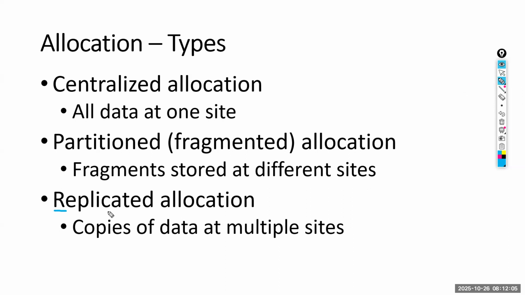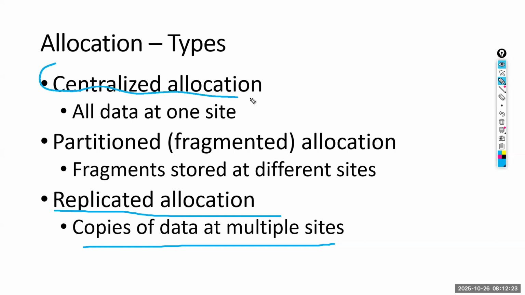The third one is replication. That means you keep copies of data in multiple sites. So the same data can stay in multiple sites, same data, duplication. Of course, centralized allocation is not a distributed database. In reality, you will have a combination of partitioning and replication. Fragmentation and replication.